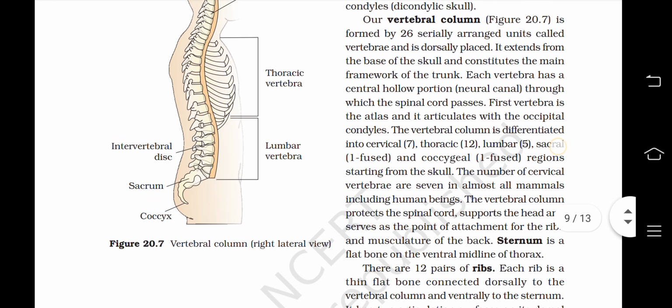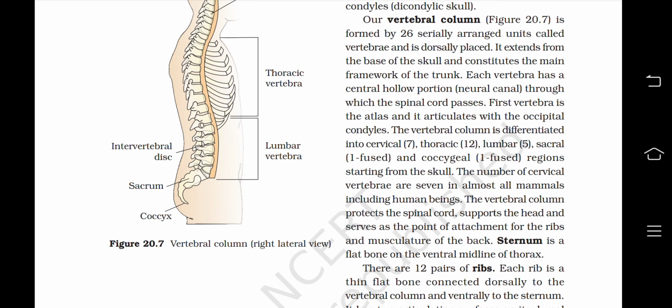Our vertebral column is formed by 26 serially arranged units called the vertebrae and is dorsally placed. It extends from the base of the skull and constitutes the main framework of the trunk. Each vertebra has a central hollow portion or neural canal through which the spinal cord passes. First vertebra is the atlas and it articulates with the occipital condyles.